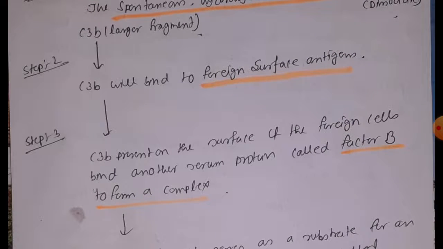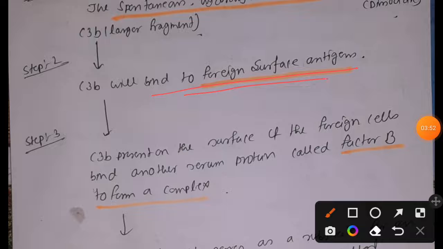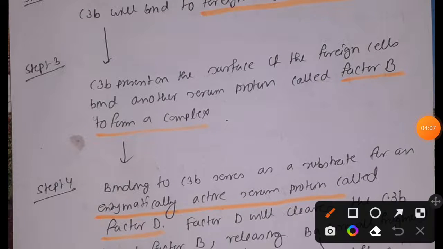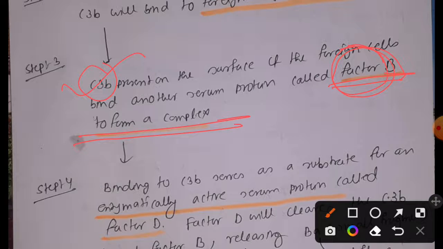Now this C3b will bind with the foreign surface antigen in step 2. That means after the spontaneous hydrolysis of C3, the C3b binds with the foreign surface antigen. After binding on foreign cells, C3b will again bind with another protein named factor B and lead to the formation of a complex. This complex includes C3b, factor B, and the foreign cell.